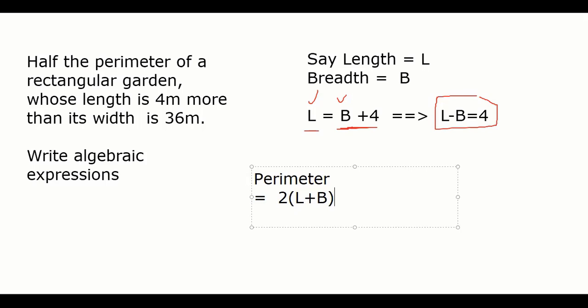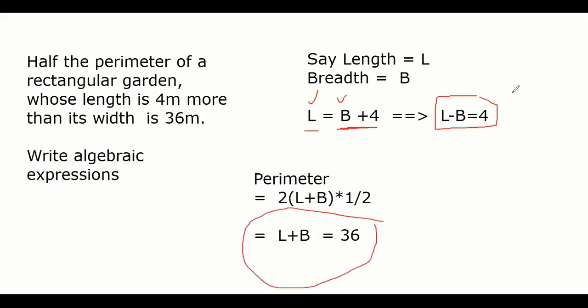It's half of the perimeter. Half of the perimeter, तो कितना हो गया? So L plus B हो गया, and that is given as 36. ये हमारा second equation है. Second equation is this. First equation is this.